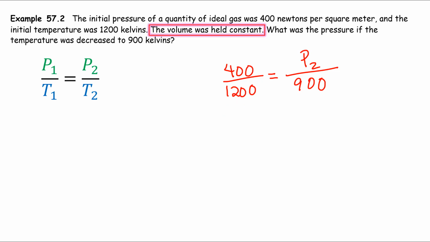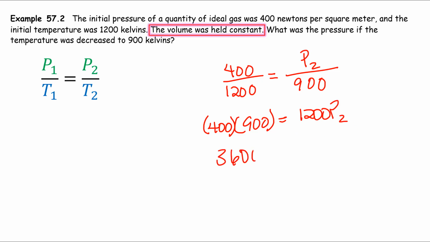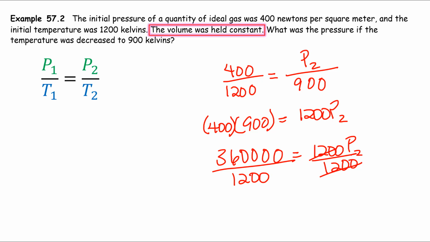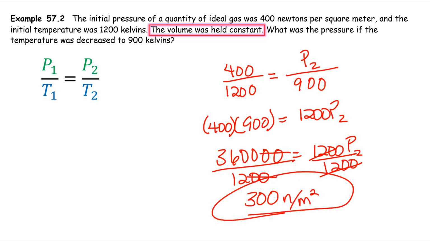So again, we're just going to cross multiply. 400 times 900 equals 1200 P sub 2. And so that's 36 with 4 zeros is equal to 1200 P sub 2. And if we divide both sides by 1200, then we are going to get P sub 2. 2 of these zeros are going to go away. And we're going to have 36 divided by 12, which is 3. So 300. And the units are newtons per square meter again. That is going to be the new pressure if we drop the temperature from 1200 down to 900.